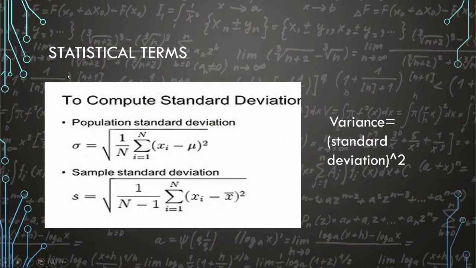Now we will see some statistical terms. To compute the standard deviation, the formula is this, and the population and sample standard deviation formulas are different, you must know this. And variance is simply standard deviation squared. Why do we calculate standard deviation? To find the deviation from the mean position. You can say that we can simply subtract our observation from the mean, right? Why do we need to square and do so much?